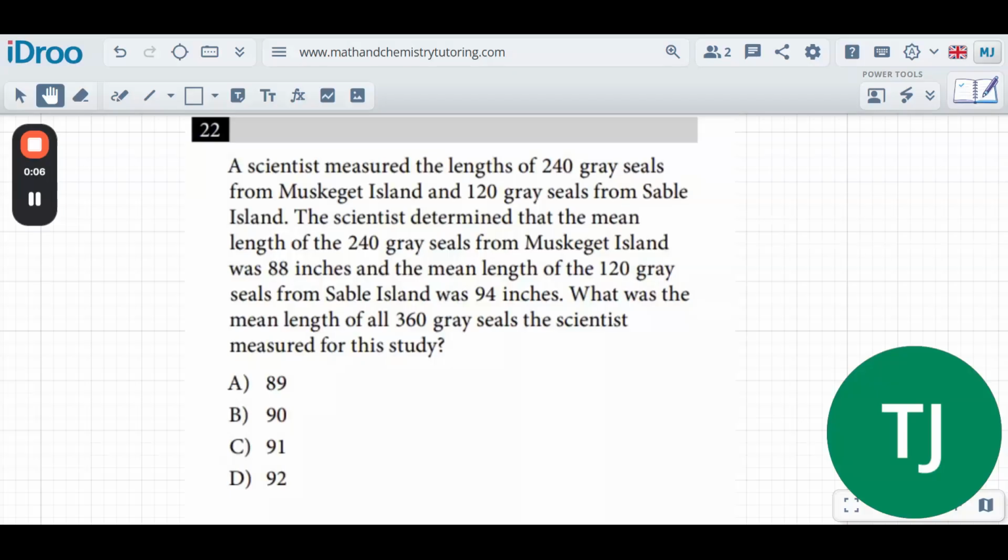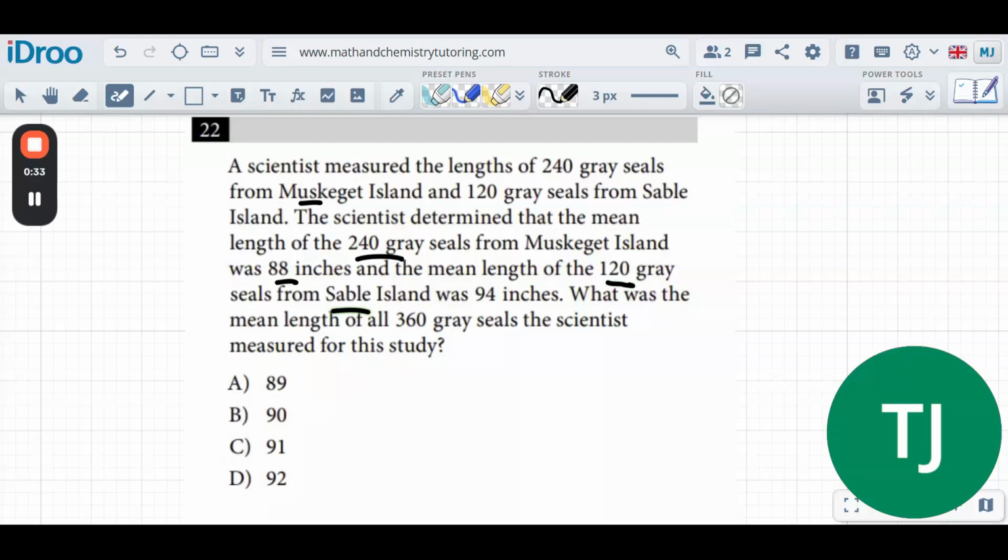Let's take a look. A scientist measured the lengths of 240 gray seals from Muskeget Island and 120 gray seals from Sable Island. The scientists determined that the mean length of the 240 gray seals from Muskeget Island was 88 inches, while the mean length of the 120 gray seals from Sable Island was 94 inches. What was the mean length of all 360 gray seals scientists measured for this study?